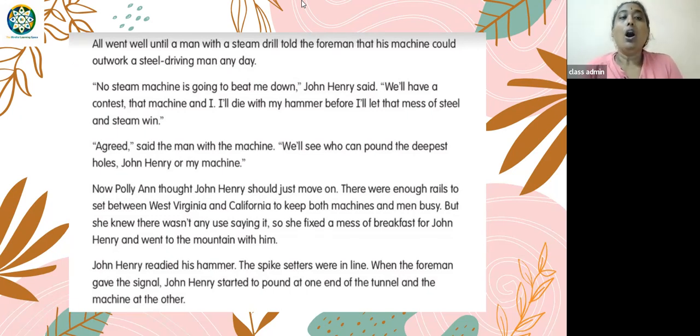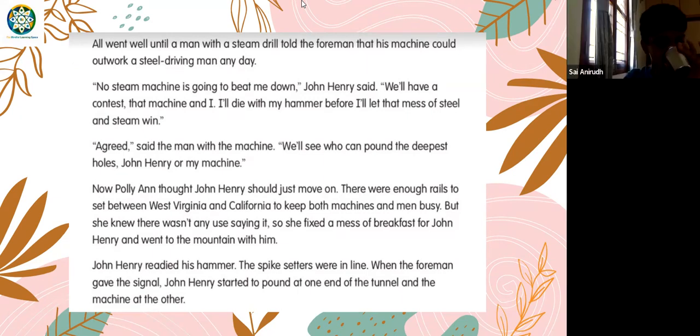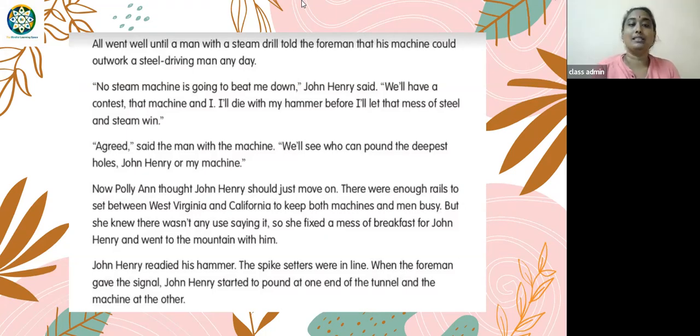Okay. All went well until a man with a steam drill told the foreman that his machine could outwork a steel driving man any day. "No steam machine is going to beat me down," John Henry said. "We'll have a contest, the machine and I. I'll die with my hammer before I let that mess of steel and steam win." "Agreed," said the man with the machine. "We'll see who can pound the deepest holes, John Henry or my machine."